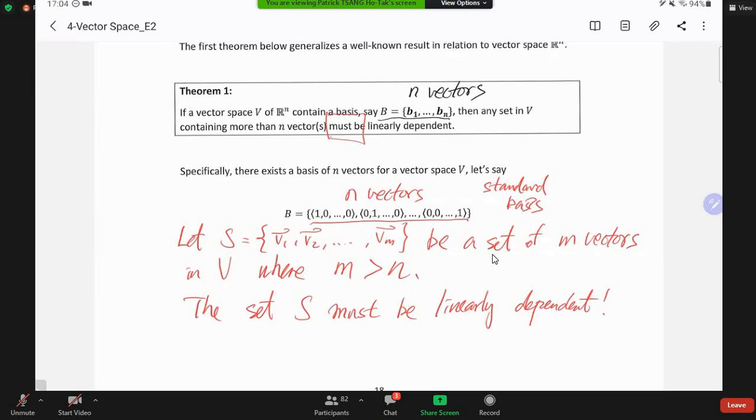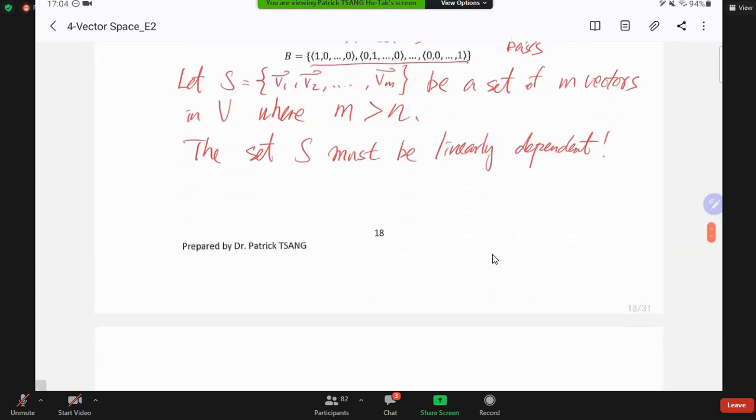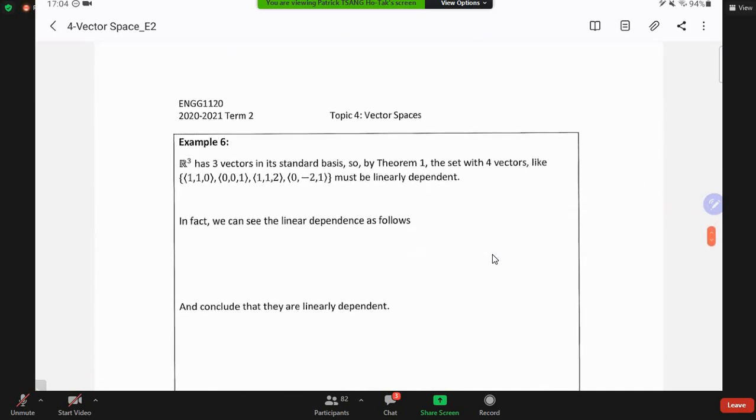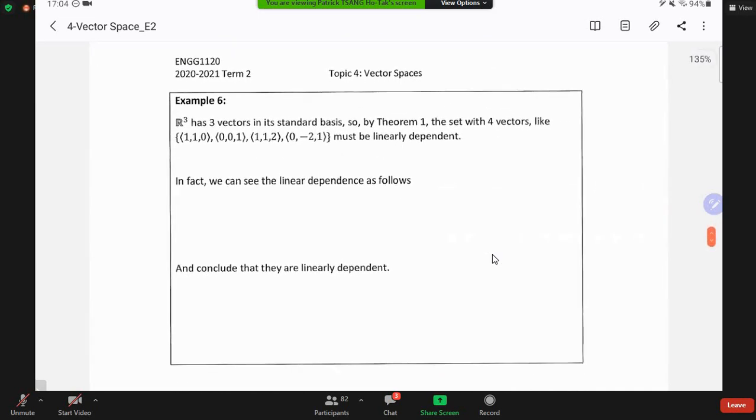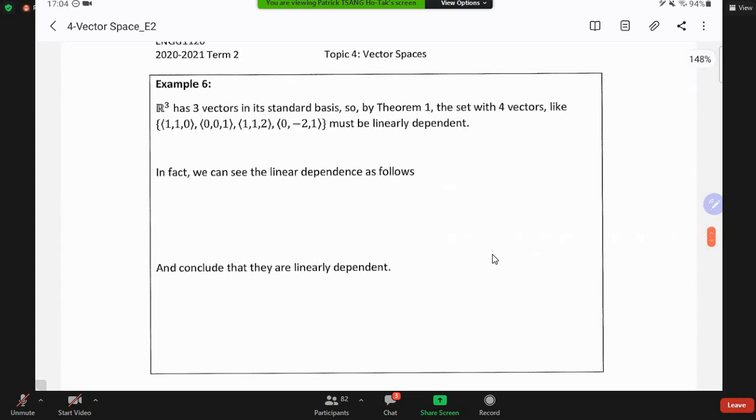I would like to show you a numerical example. I will move to page 19, example 6. Now, I would like to consider R3 space, to keep it simple. We consider three-dimensional space. Based on the description, if there is a basis, it must contain exactly 3 vectors.